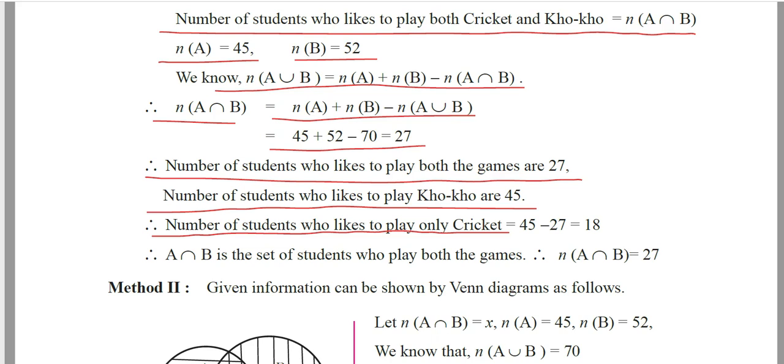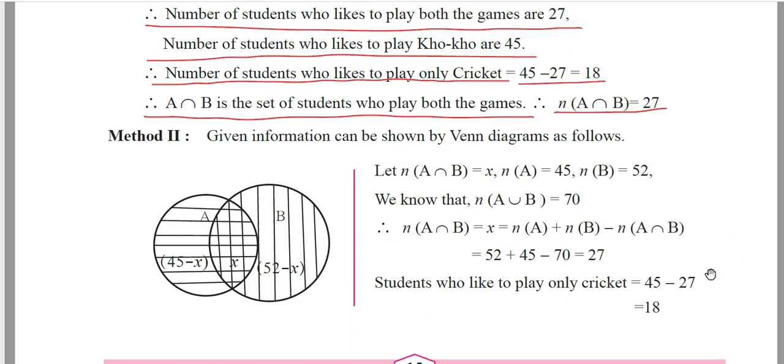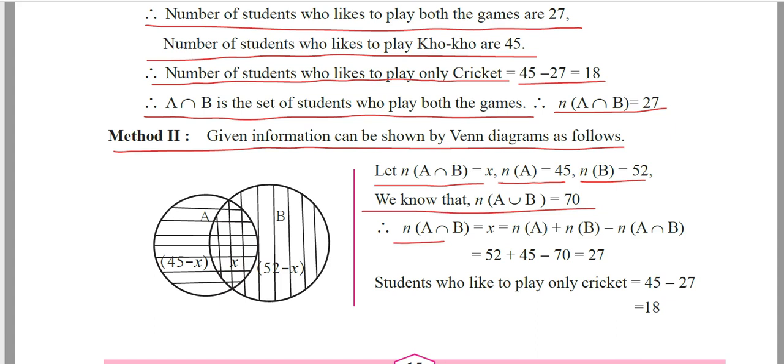The students who play Kho-Kho, 45. The number of students who like to play only cricket is 18. The number of students who play both the games is 27. By using the Venn diagram, we can also find it out. For n of A intersection B, we will consider x. n of A is 45, n of B is 52. Their union is 70.